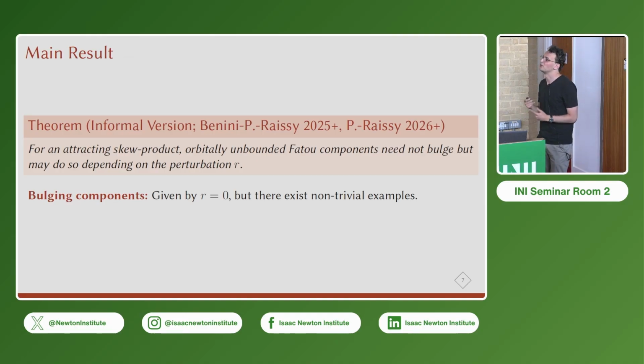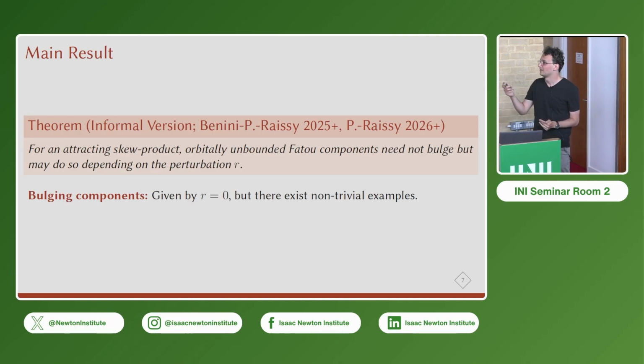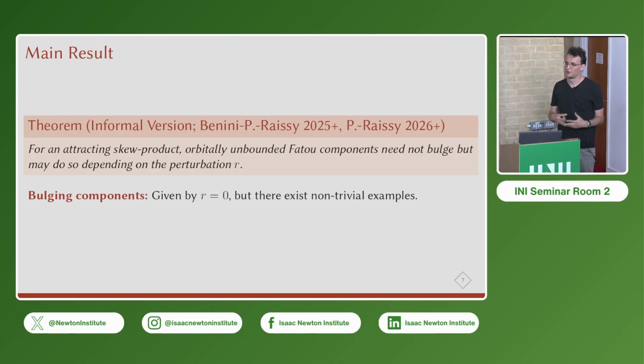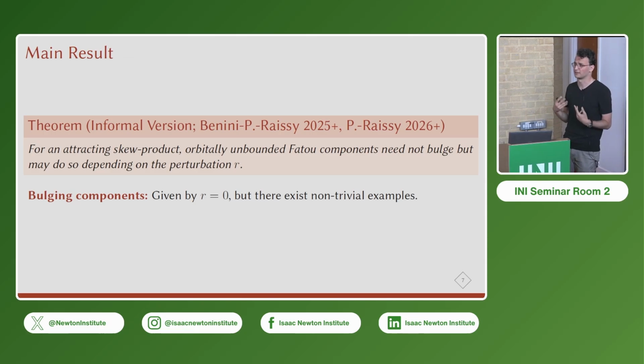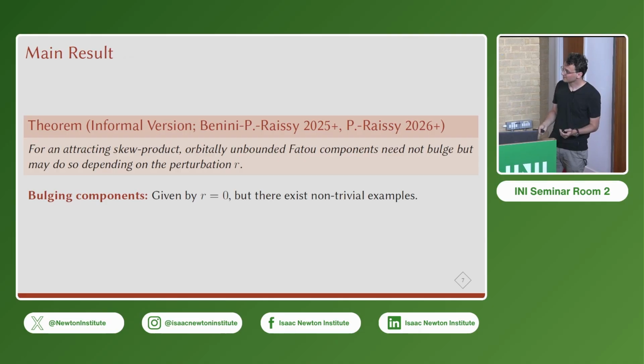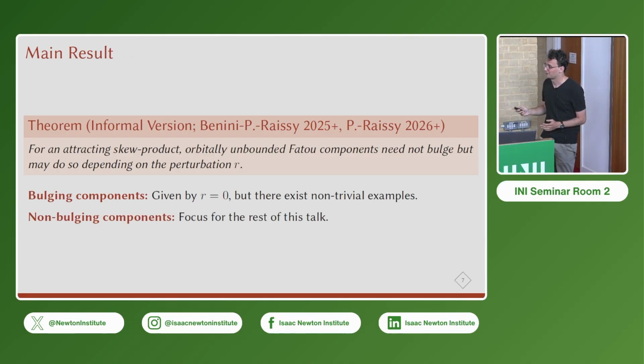And without going into too much detail, in many cases, you can construct classes of perturbations where you still have bulging behavior, but where you have actual skew products and not just direct products. That's the bulging part. And for the rest of this talk, I want to focus on the non-bulging part. So how can we find skew products, and more specifically, how can we find a perturbation where we have non-bulging behavior?